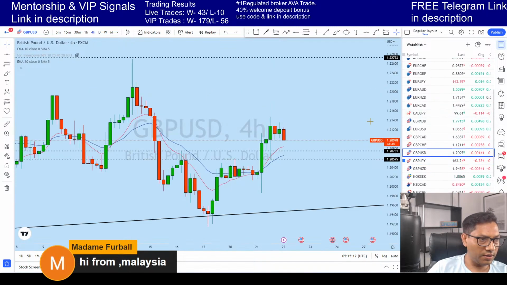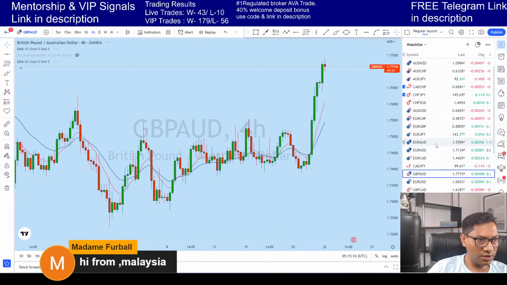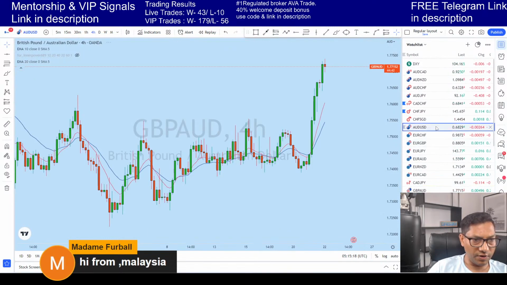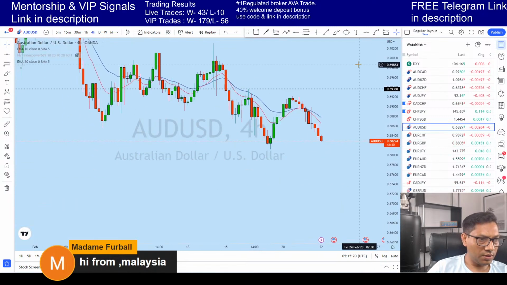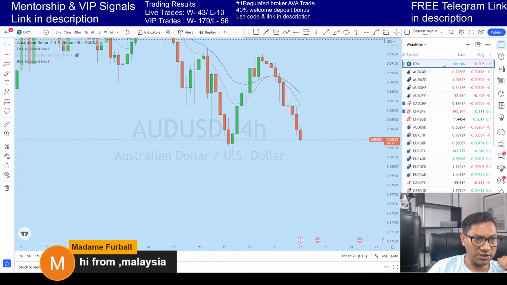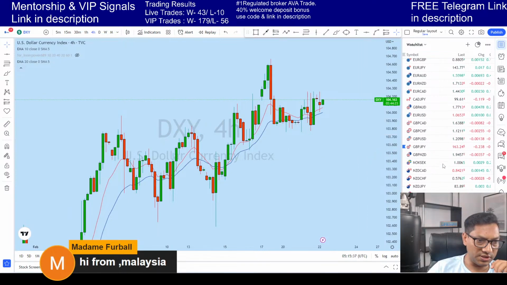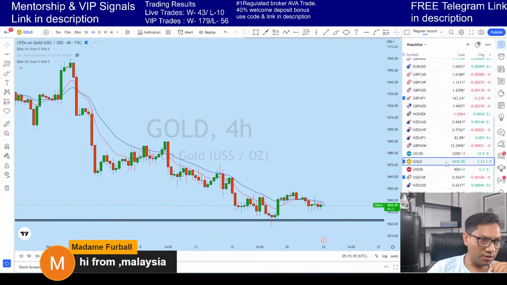So we see GBPUSD, and I see the GBP pairs getting very weak, including AUD. So as I mentioned at the beginning of the session, DXY is showing significant bullish movement, and we see that it is being reflected everywhere.